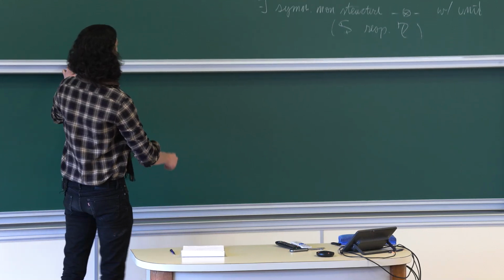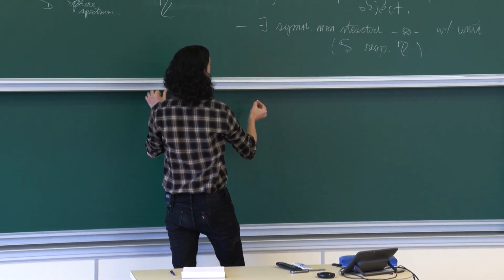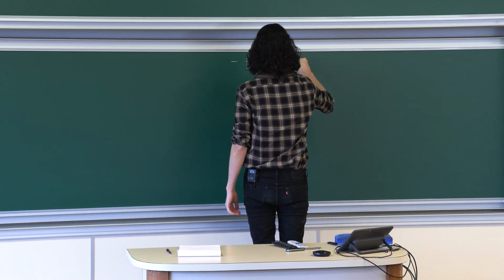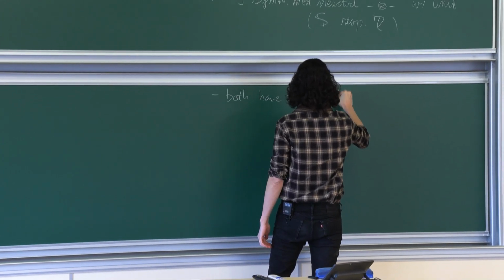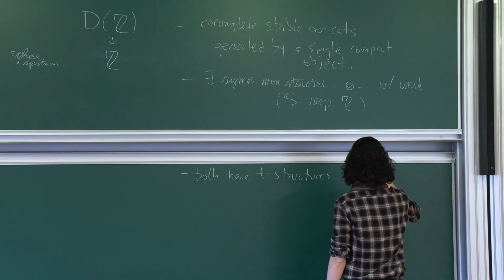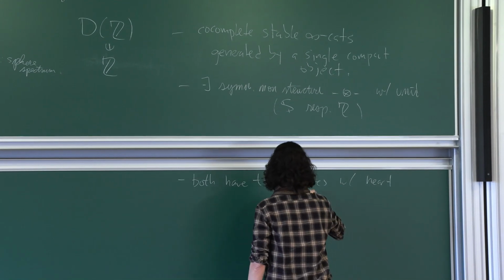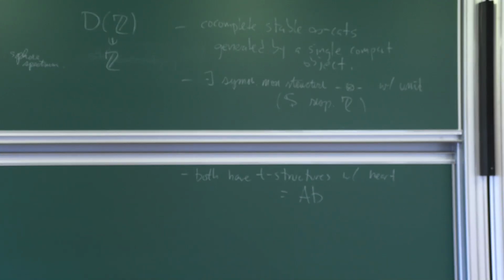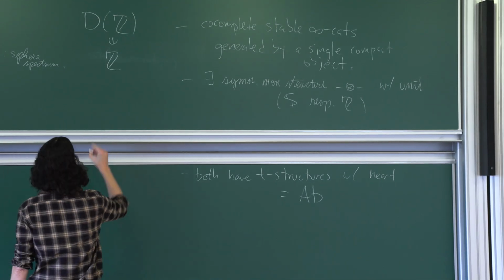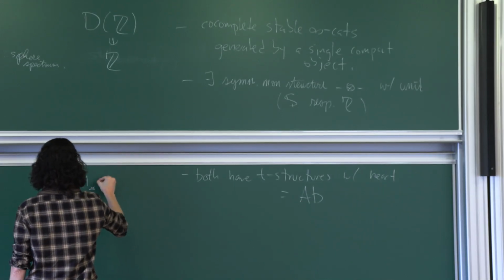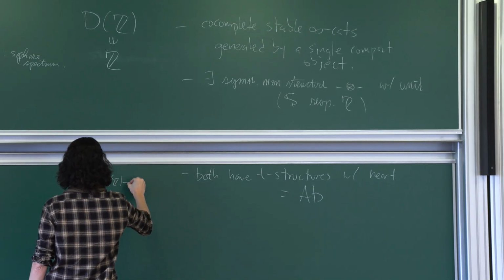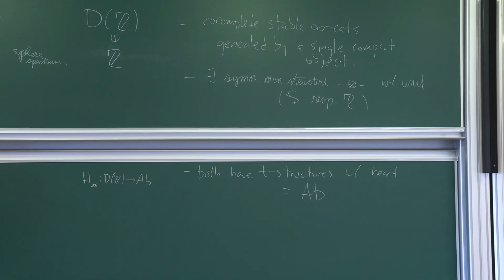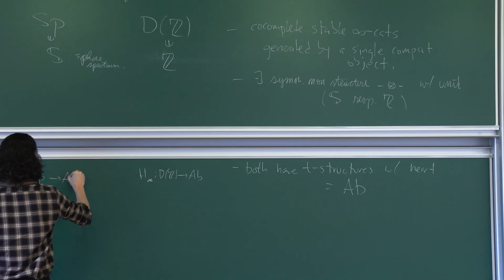Another similarity is that they both have t-structures, with heart equal to the usual category of abelian groups. So on this side, the t-structure gives you the notion of homology functors, which go from D of Z to abelian groups. And here, the homology functors are rather known as homotopy group functors, but they also just land in abelian groups.